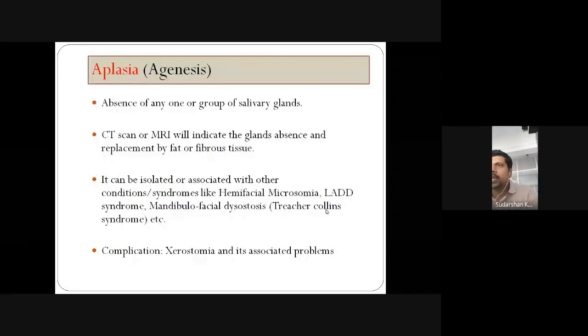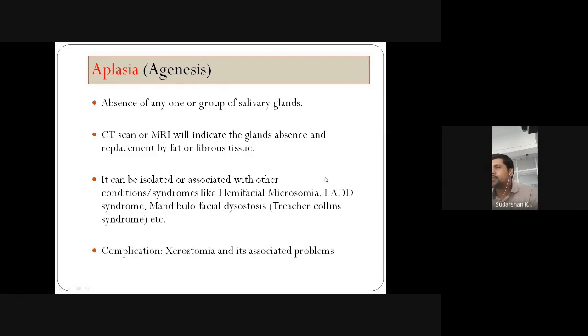Okay. Aplasia is nothing but the absence of salivary glands. During development, some glands may be completely non-developed or missing. That is known as complete non-development of the salivary glands. This can be seen using CT scan or MRI images. You can see that the glands are absent.